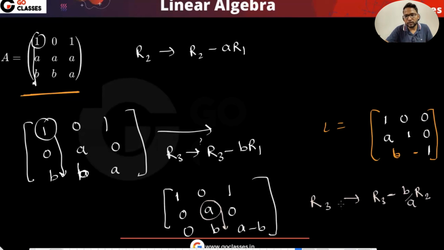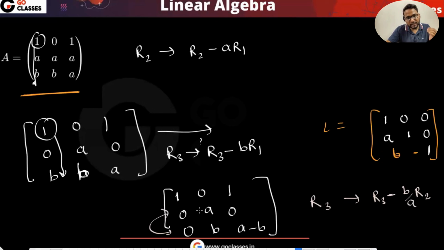Actually, if A is 0, let's not worry about this for a moment. If A is 0, then I cannot select it as a pivot. I will be stuck here only. If A is 0, I cannot select it as a pivot, and then I will do what? I need to swap the rows. If A is 0, then I need to swap the rows. Everyone agree?